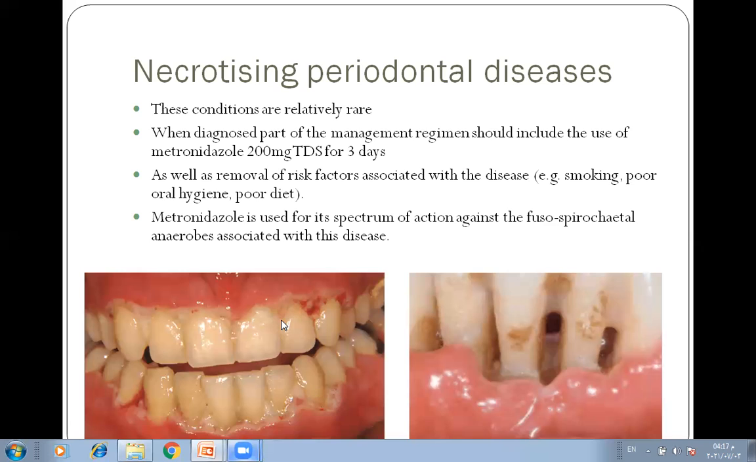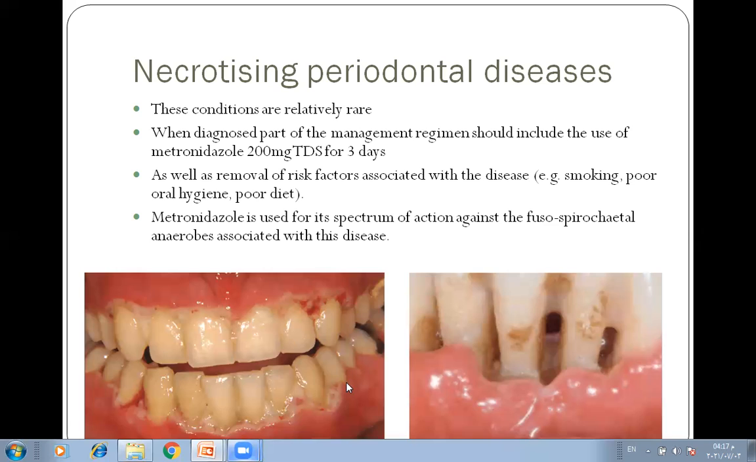The management will include using metronidazole 200 milligrams 3 times a day for 3 days and then evaluate. In addition to that, remove the risk factors. Necrotizing periodontal disease is usually associated with smoking, poor oral hygiene, and poor diet. Therefore, we have to motivate the patient about these risk factors and how to stop them or at least modify them.